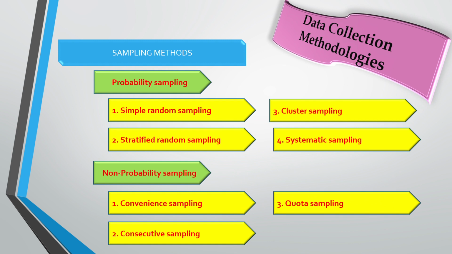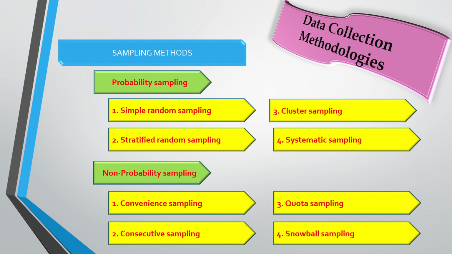Next, we have quota sampling. Using quota sampling, researchers can select elements using their knowledge of target traits and personalities to form strata. Members of various strata can then be chosen to be a part of the sample as per the researcher's understanding.